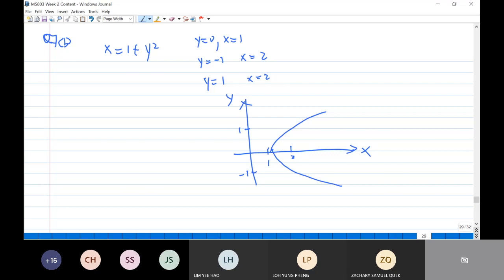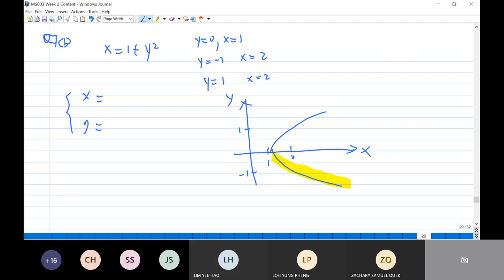This is actually x equal to 1 plus y squared, but they only want the lower half. That means the parabola cannot be the upper half. I want the lower half only. I want this one. Okay, how do you write the answer? So you have a parametric equation, you must have x and y. You must restrict your y because it's lower half. Your y must be less than or equal to 0.